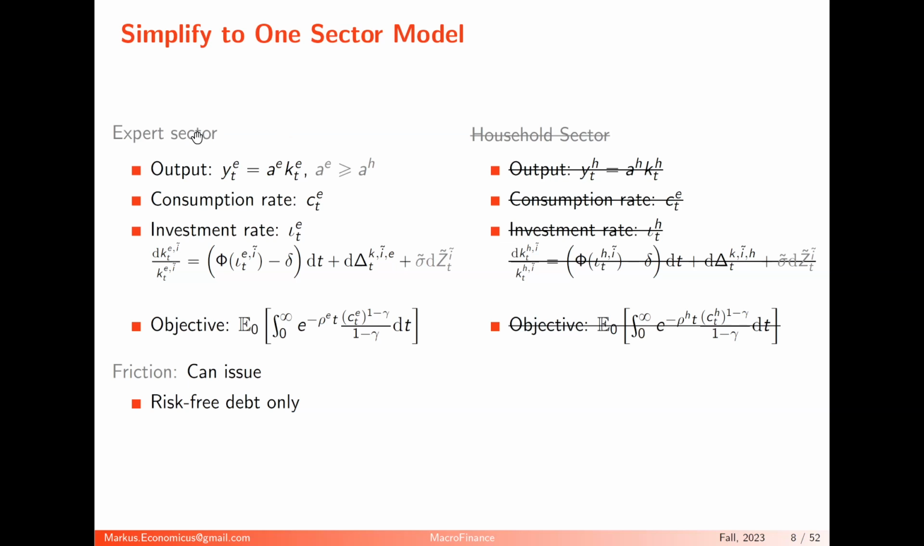So far, we always had an expert sector and a household sector. Now I would like to keep it simple and kill the household sector. Essentially, we only have the expert sector. So I should strike this out here too. There's a certain AK technology, as we always had. Then there's a consumption rate c for the experts and an investment rate iota for the experts.